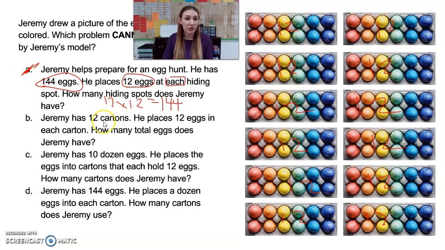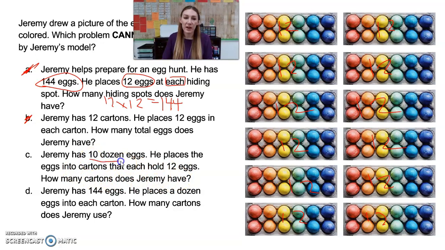Answer choice B, Jeremy has 12 cartons. Yes, we counted them. He places 12 eggs in each carton. Yes, we counted that also. How many total eggs does Jeremy have? We just solved that, so this question would work, so I'm going to eliminate it. Jeremy has 10 dozen eggs. He places the eggs into cartons that each hold 12 eggs. How many cartons does Jeremy have?